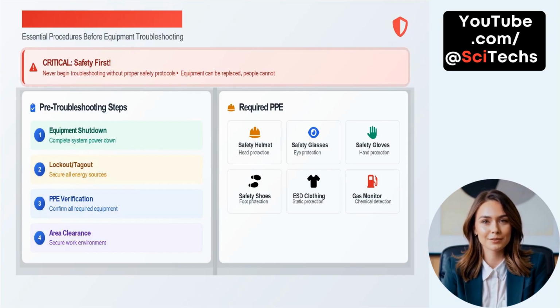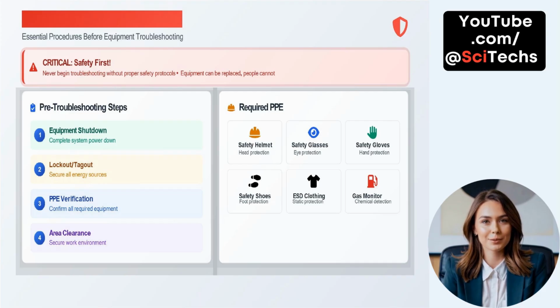Essential procedures before equipment troubleshooting. Before any troubleshooting begins, safety must always come first. Equipment can be replaced, people cannot. Never start work without following proper safety protocols.